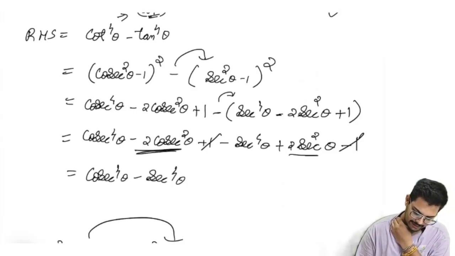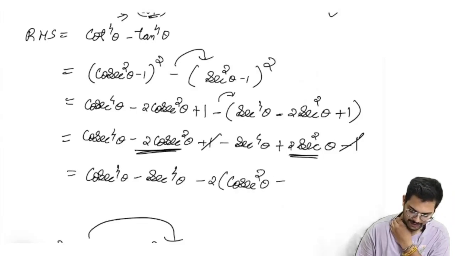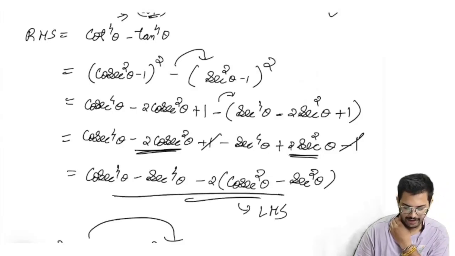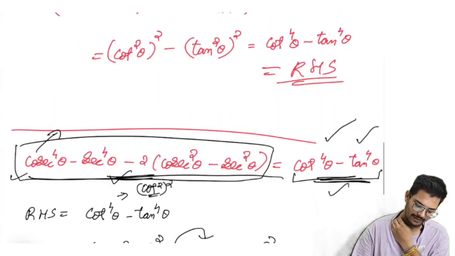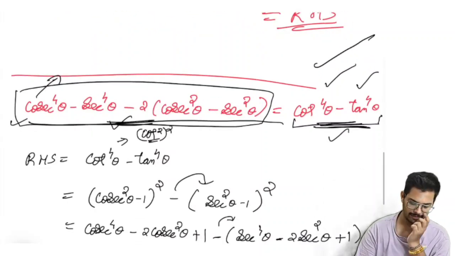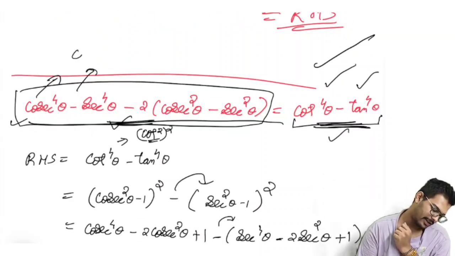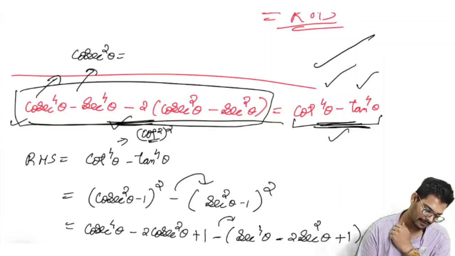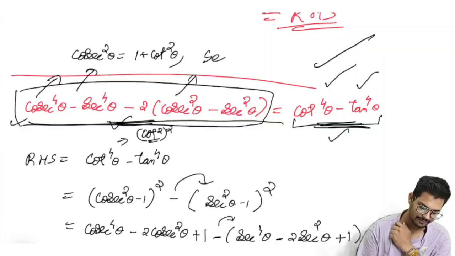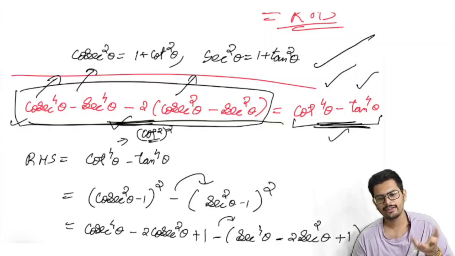Now we can take a minus 2 common. When you take minus 2 common, it will be cosec square theta minus sec square theta. So we got the left hand side from the RHS. Either you can start with the right hand side. If you are going with the left hand side, just substitute cosec square theta as 1 plus cot square theta and expand. Here sec square theta will be 1 plus tan square theta. Just substitute and expand to get the right hand side.